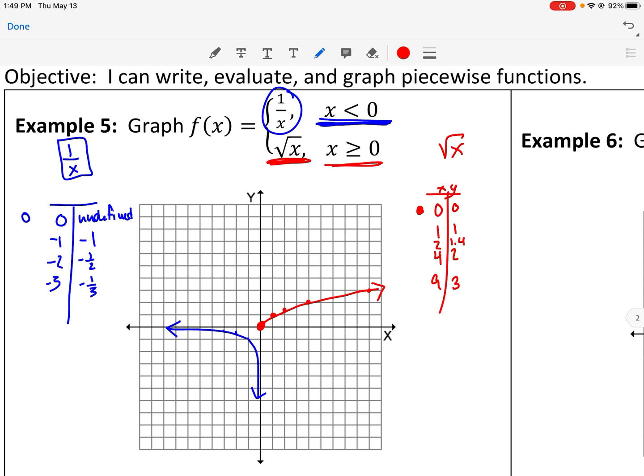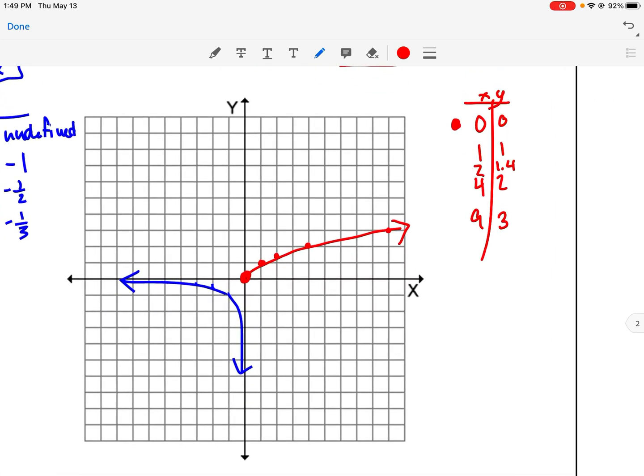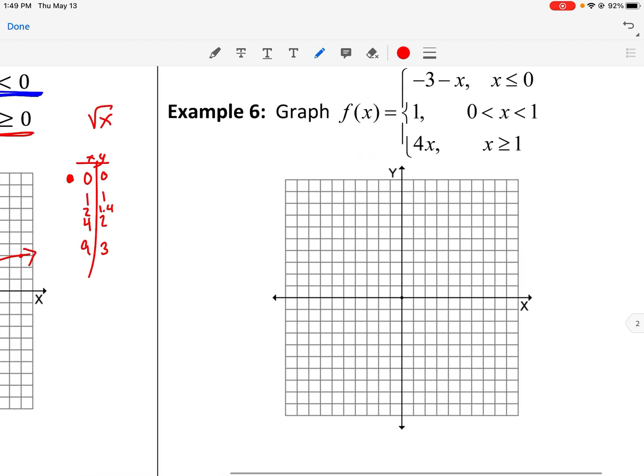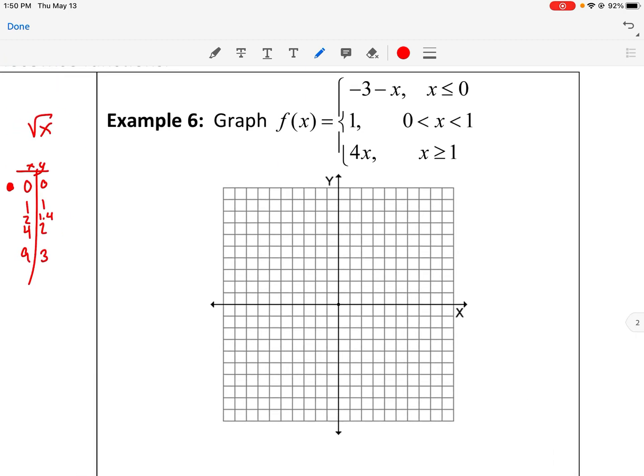And it's a parent function. So if you knew what the parent function looked like, then it'd be easy peasy. And it passes the vertical line test. So good to go. Okay, this one, same idea, but we have 3 pieces this time.